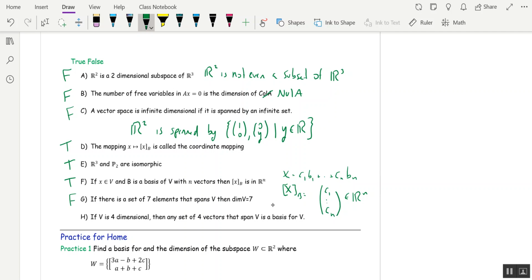And finally, if V is 4-dimensional, then any set of 4 vectors that spans V is a basis for V. That's true by theorem 12 that we just talked about. If you know the dimension of your vector space, if you're given it's 4-dimensional, and you have 4 vectors that span, you get linear independence for free, so you have a basis. Okay, we'll finish up this section next time with the rank plus nullity theorem.